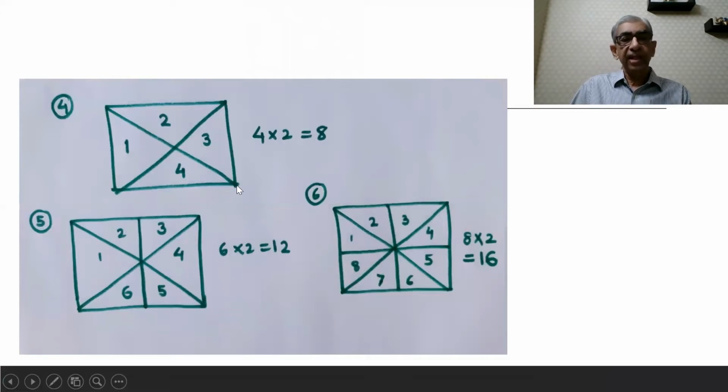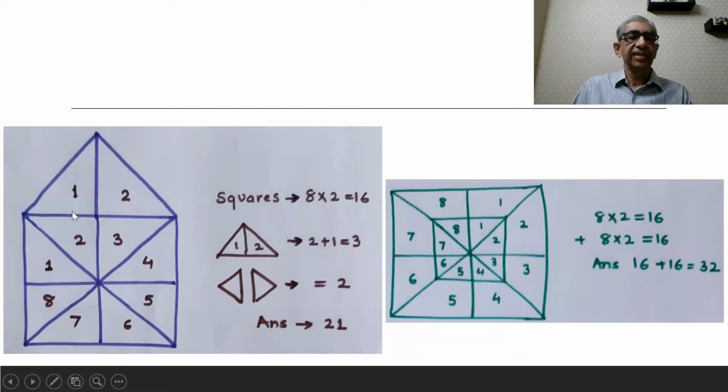Now, when both the diagonals are cutting, in a figure like this, there are 4 partitions, so the number of triangles is 4 into 2, 8. Here there are 6 partitions, 1, 2, 3, 4, 5, 6. So the number of triangles is 6 into 2, 12. Here there are 8 partitions. So the number of triangles is 8 into 2, 16.